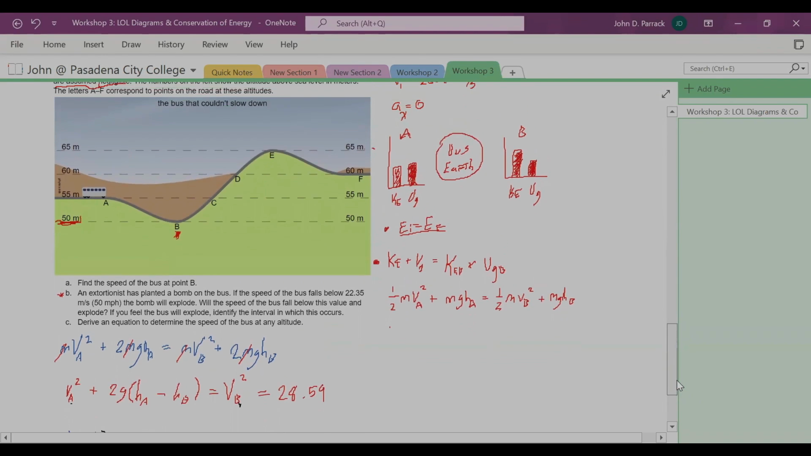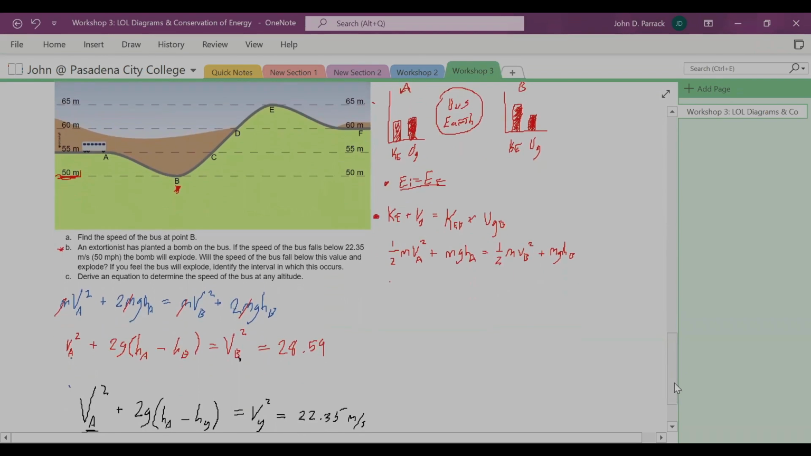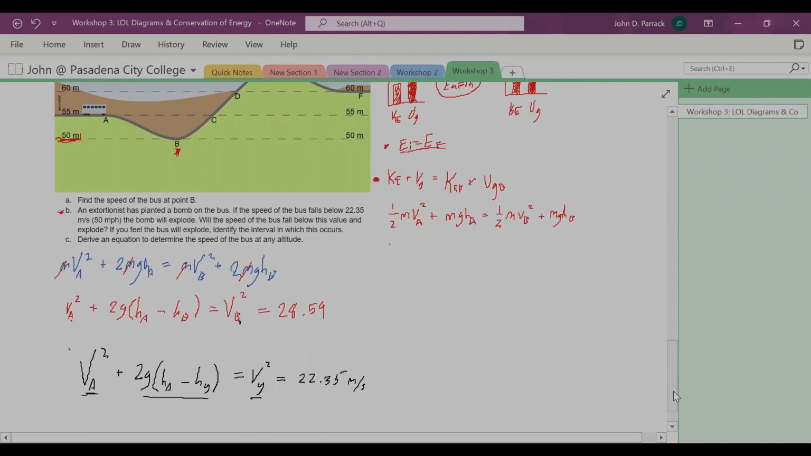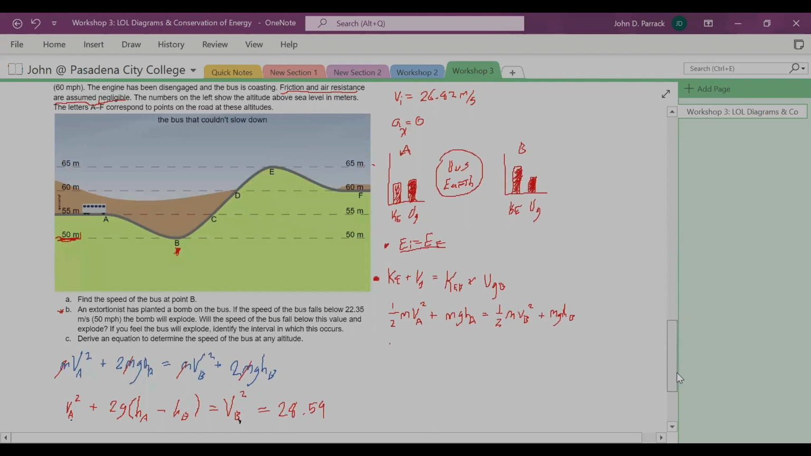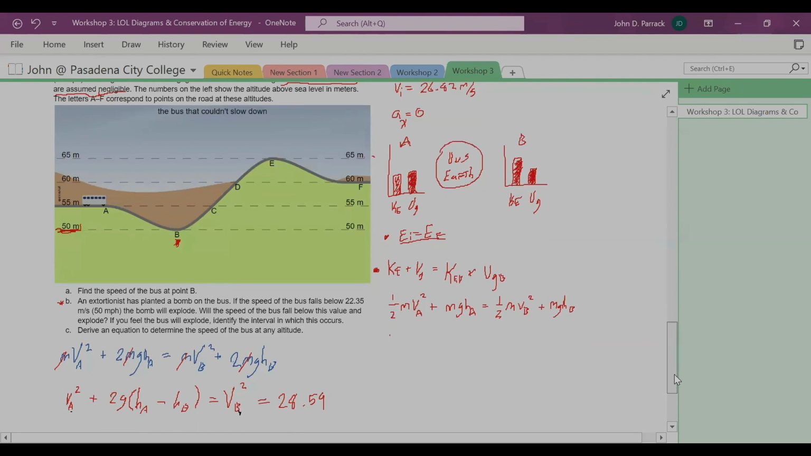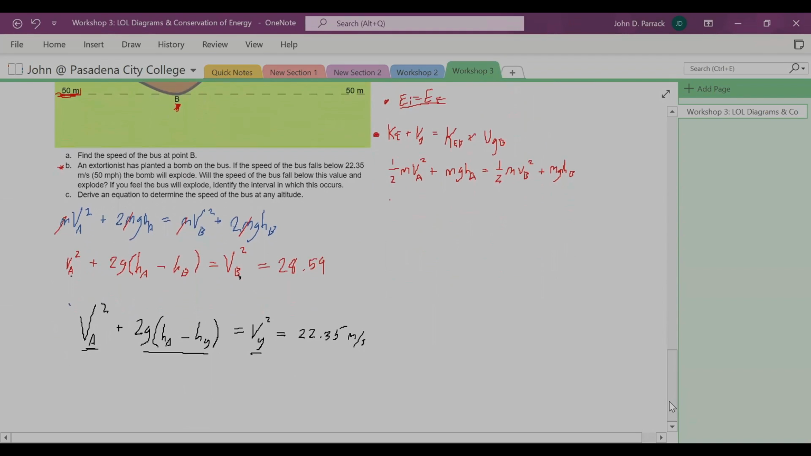So maybe we can make it up to E. Let's see if we can make it to E. We're going to do the exact same thing. We'll punch it in. Square root. VA squared is 26.82 plus 2 times 9.8 for gravity times, now we're going from HA is 55, HE is 65. 55 minus 65, we get a negative 10. That seems substantial. Okay, what are we going to get here? Uh-oh. So I get domain error, which means what I have under the square root is negative. So it looks like maybe we've fully stopped by this point.